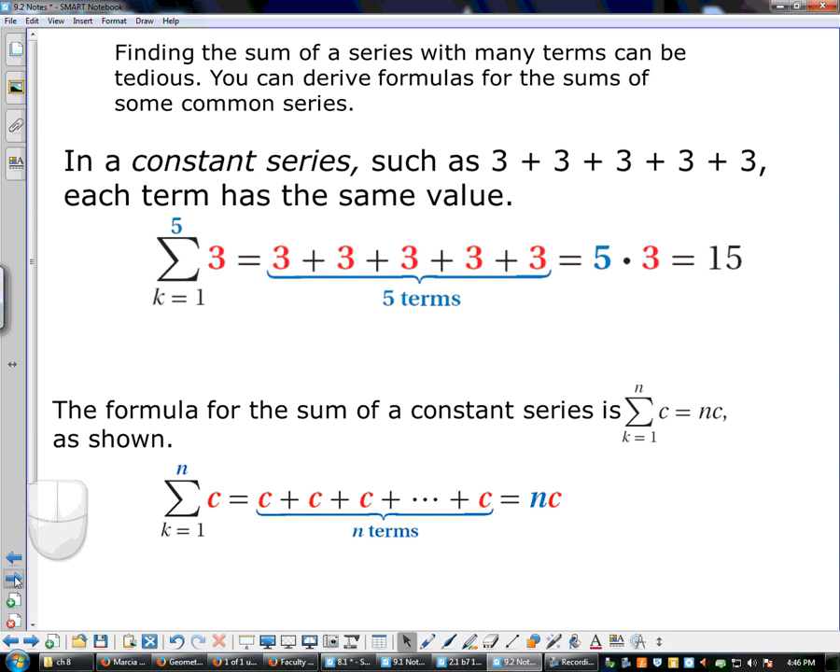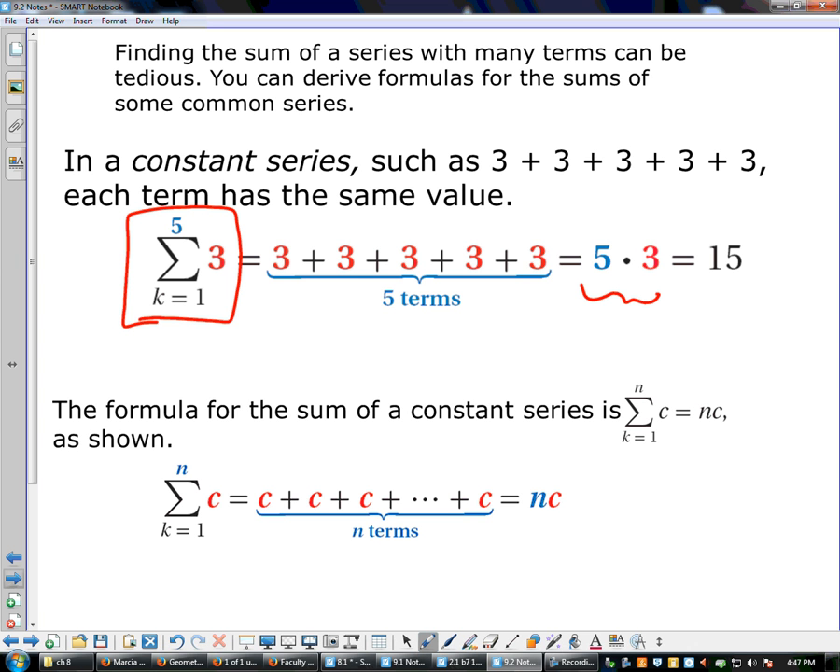Okay, so now we're going to find the sum of a series with many terms. Well, if we have many terms, it can be very tedious. So you can derive formulas for the sums of some common series. In a constant series, such as 3 plus 3 plus 3 plus 3 plus 3, that would look like this if we were going to write it using our summation notation. This is saying add 3 5 times. And that's really the same as 5 times 3, which is 15.